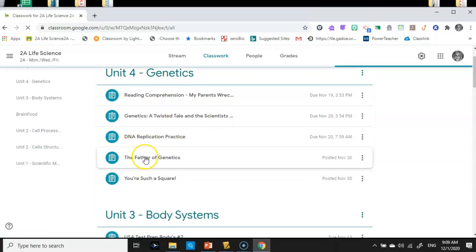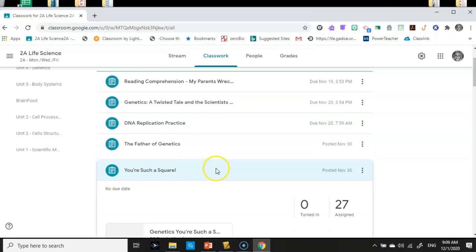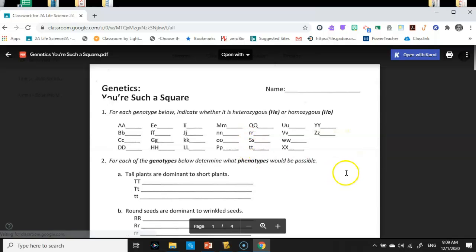Okay, so we just did this one. You're going to make sure that you turn it in where you can get those points. And then you're such a square. This is where you're going to go in and practice what we've just done.